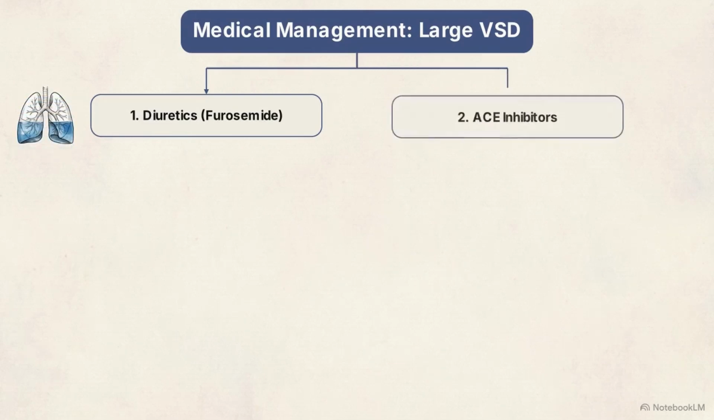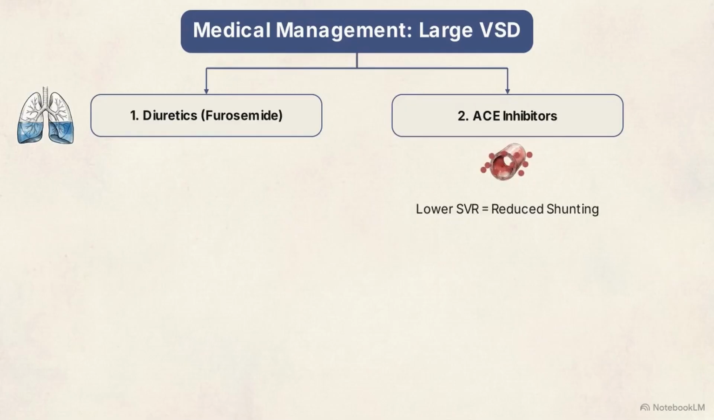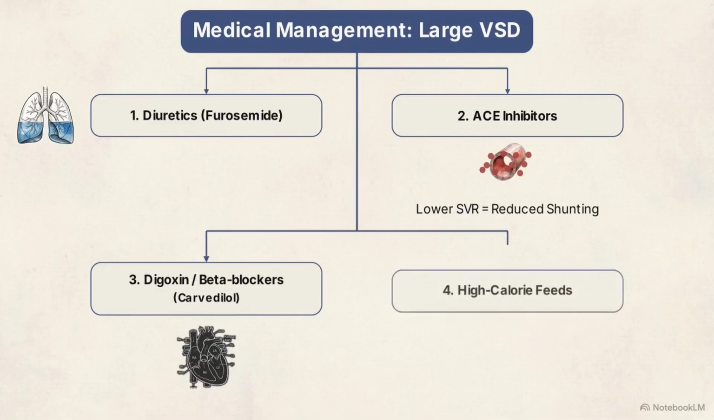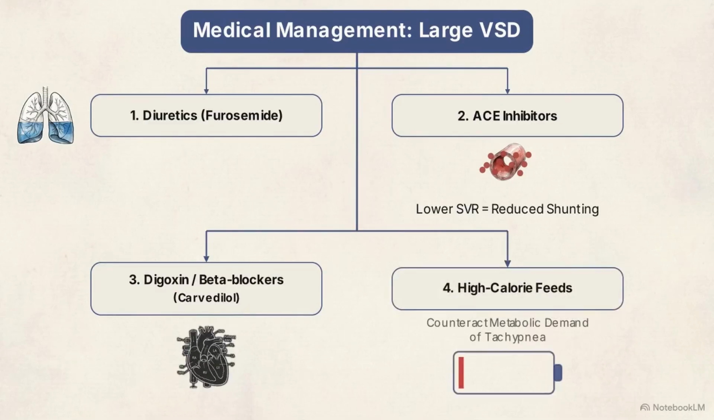Step 2. Reduce afterload using ACE inhibitors. Afterload is the resistance the heart pumps against. By dilating the systemic arteries, you encourage the blood to flow forward to the body rather than backward across the VSD. Step 3. Optimize myocardial contractility to handle the massive volume load, utilizing agents like digoxin or beta blockers such as carvedilol. Step 4. Directly address the failure to thrive prompt. The child requires high-calorie density feeds to overcome the metabolic demands of chronic tachypnea.